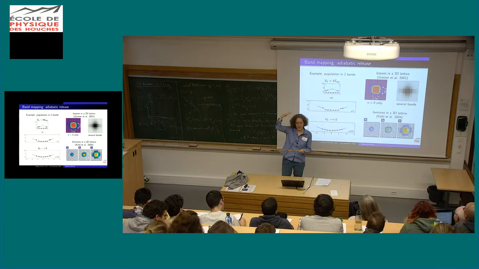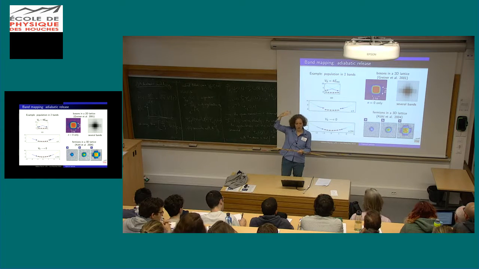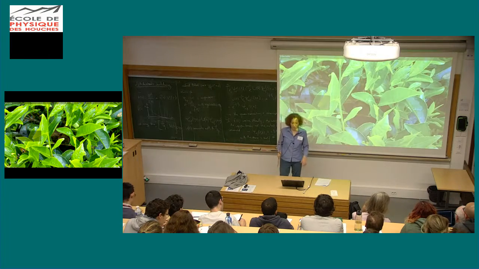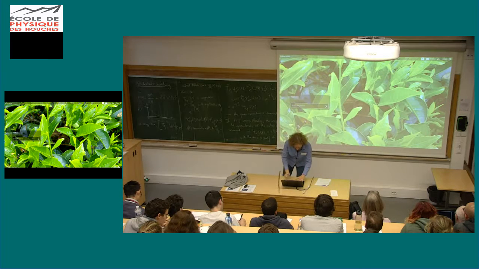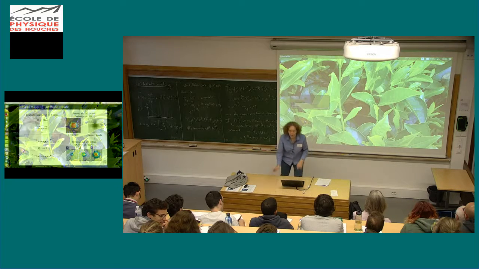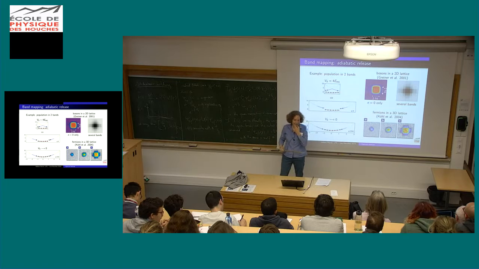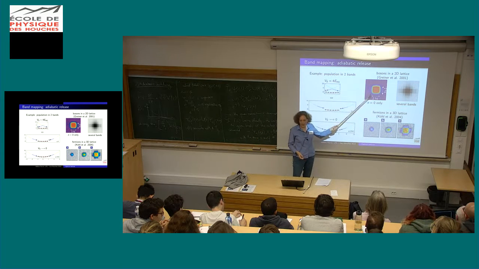Otherwise, the bands are not well defined. So you start from a situation where you have a potential lattice deep enough such that you can isolate nicely the fundamental band and the first excited band. And you heat the sample in order to populate the full fundamental band up to the edges. And now you make the time of flight with the adiabatic releasing, and that's what you observe. But you have to look for this situation.